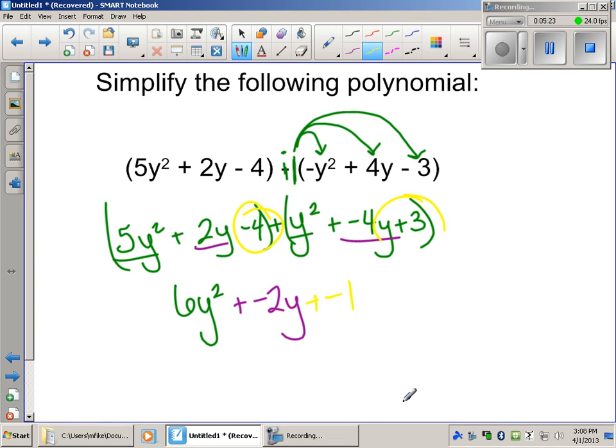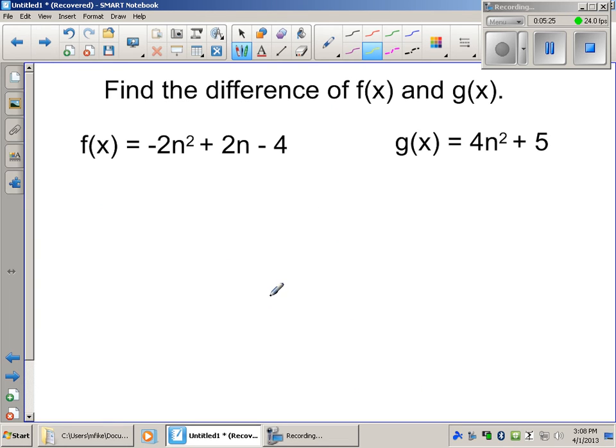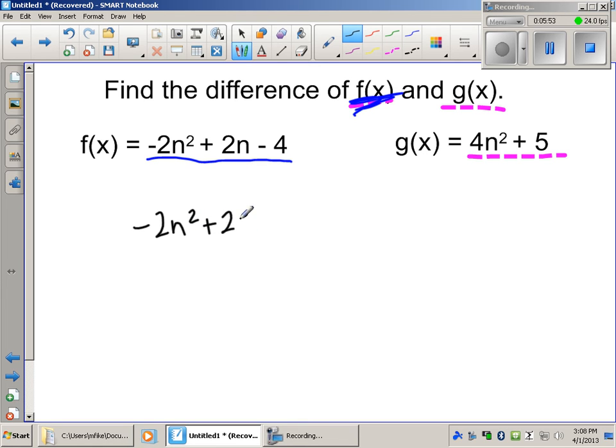Last one, we'll look at it in terms of functions. So if I define a function as negative 2n squared plus 2n minus 4, and another function as 4n squared plus 5, and I want the difference of f of x minus g of x, I just need to set that up. So I would have negative 2n squared plus 2n minus 4 and add 4n squared plus 5. So I'm just adding the two functions together, which means, again, I just have to collect my like terms.